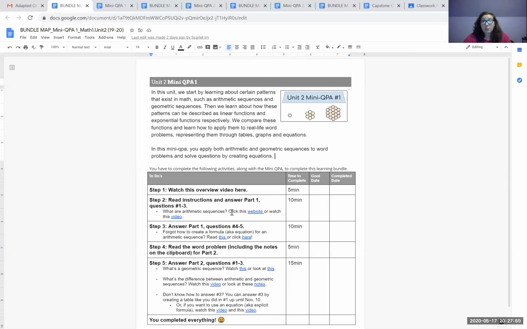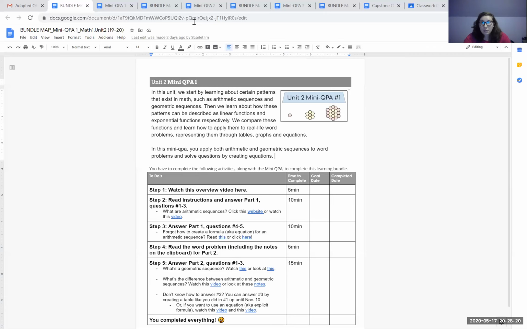And if you get stuck at any point, you always have websites with articles or images, and then you have videos that will explain how to do each part. So, like I said, if you get stuck at any point, refer back to your bundle map and go from there. And it's going to be great.